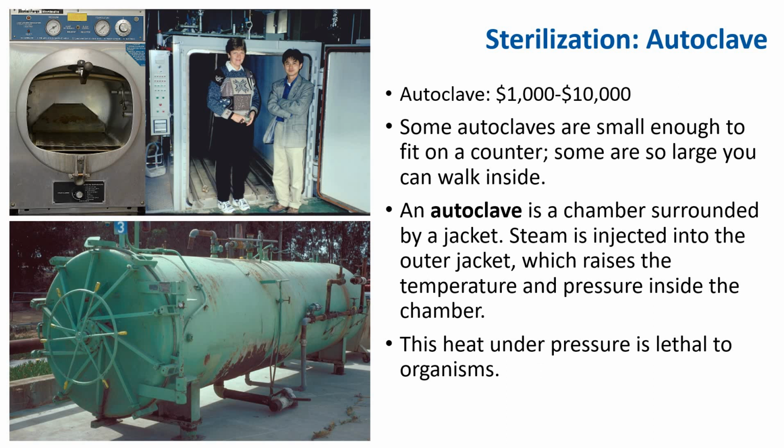So an autoclave is basically a chamber surrounded by a jacket. Steam is injected into the outer jacket, which raises the temperature and pressure inside the chamber. This heat under pressure is lethal to organisms. You can see here, this is a small autoclave machine. This is one that's much bigger, where you can push a whole cart in, and this is a retort cooker basically.